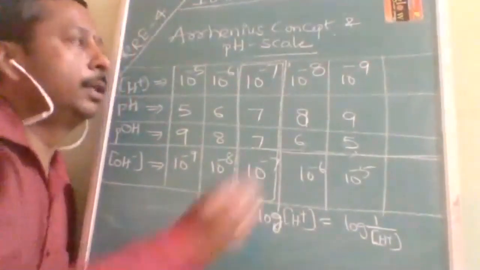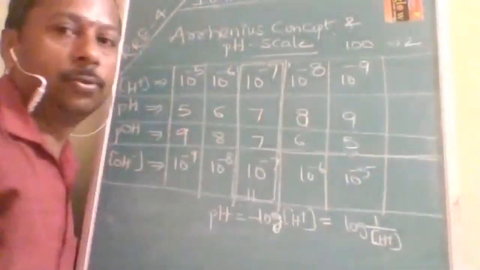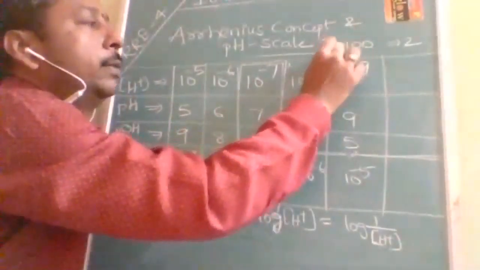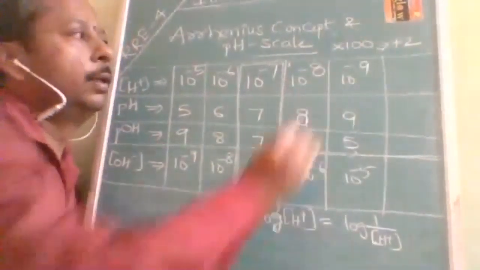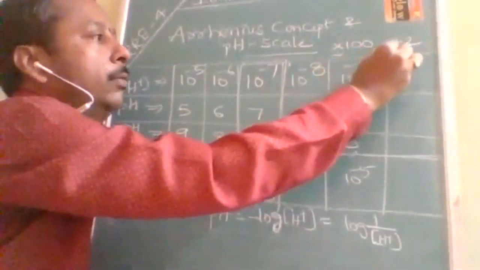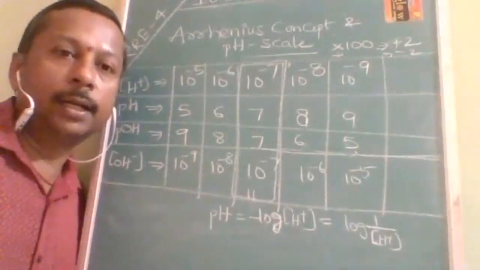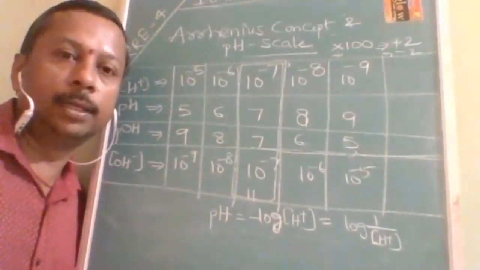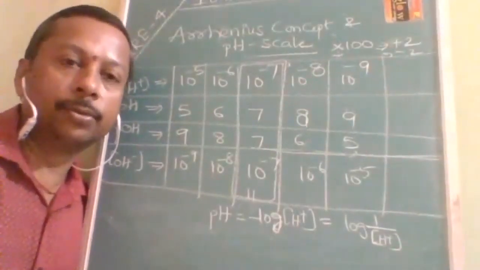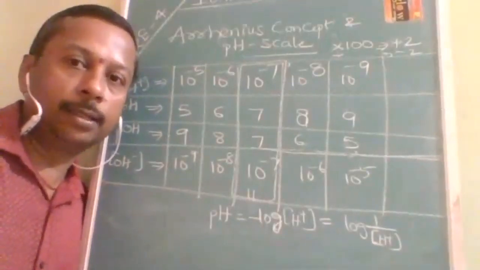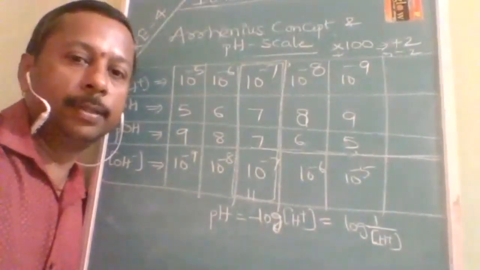If you change the concentration by, suppose, 100 times, pH is going to change by 2 only. If you divide by 100 times, pH is going to be plus 2. If you multiply by 100 times, it is going to be minus 2. In the same way with multiplying by 1000, pH is going to change accordingly. Is it understood?